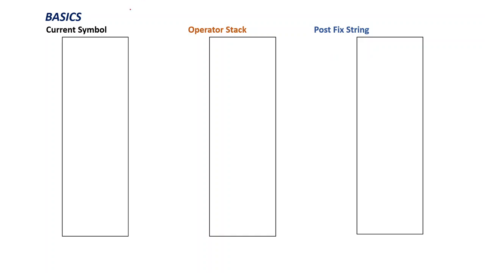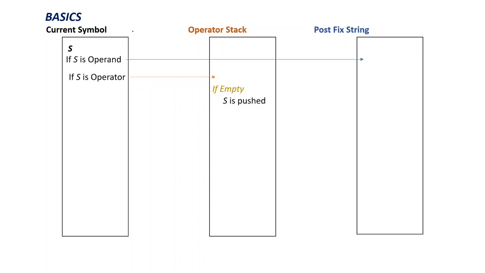Now see, let the current symbol in this table be S. If S is an operand, that symbol will be pushed to the postfix string. Now if S is an operator, we will need to push that to the operator stack. There is a rule before we push anything into the operator stack. First of all, we will consider if the operator stack is empty. If the operator stack is empty, we will plainly push this S into the operator stack.